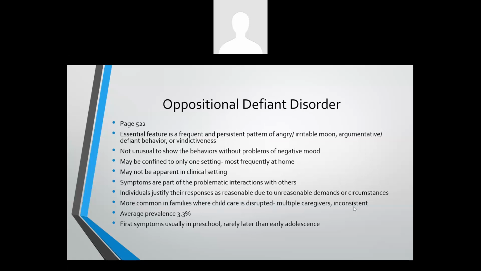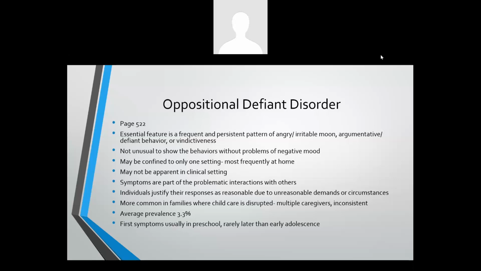So the first one that we're going to look at is the oppositional defiant disorder. You can see this starting on page 522. And that main feature is going to be the frequent and persistent pattern of angry or irritable moods, argumentative or defiant behaviors, or vindictiveness. And they may show this without having negative mood symptoms. So that might be important to know. We think that this might only happen if people have mood issues, but that's actually not true.